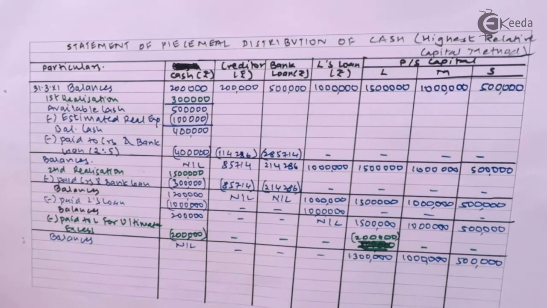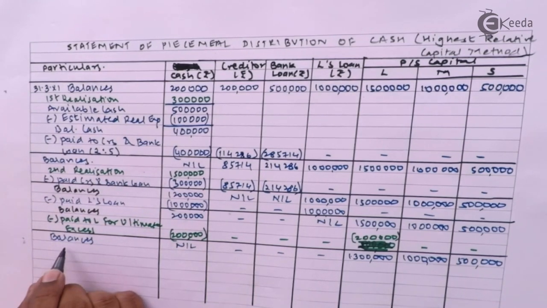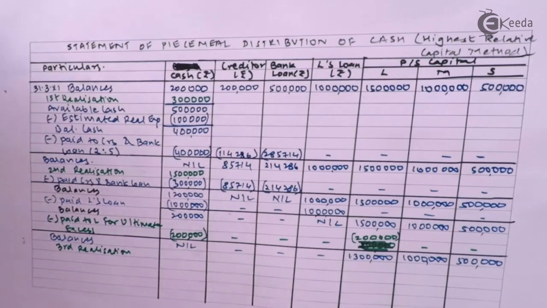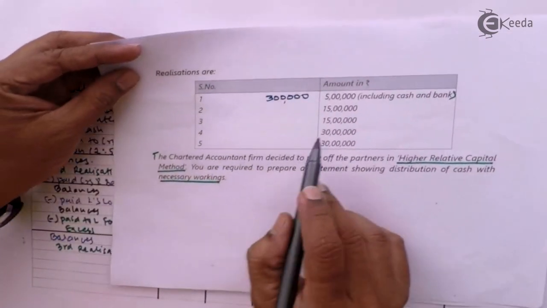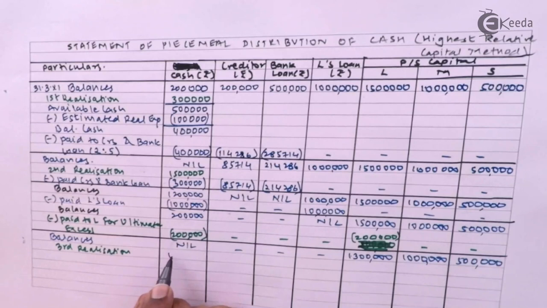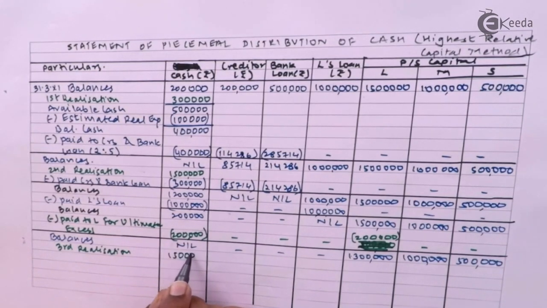In the next step, once again, I will see my next realization. That is my third realization. Look at the question and tell me what is your third realization. Your third realization is 15 lakhs. See here, 15 lakhs. So, 15 lakh rupees you have received. So, I am writing next realization is 15 lakhs. Now, how to allocate this cash of 15 lakhs?